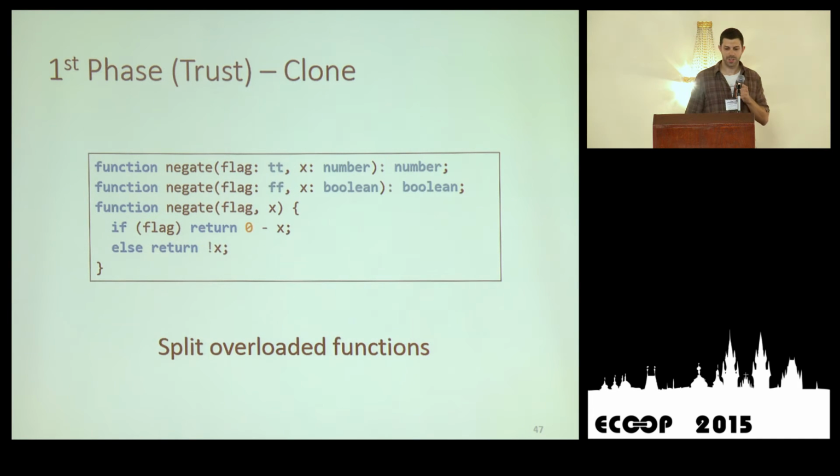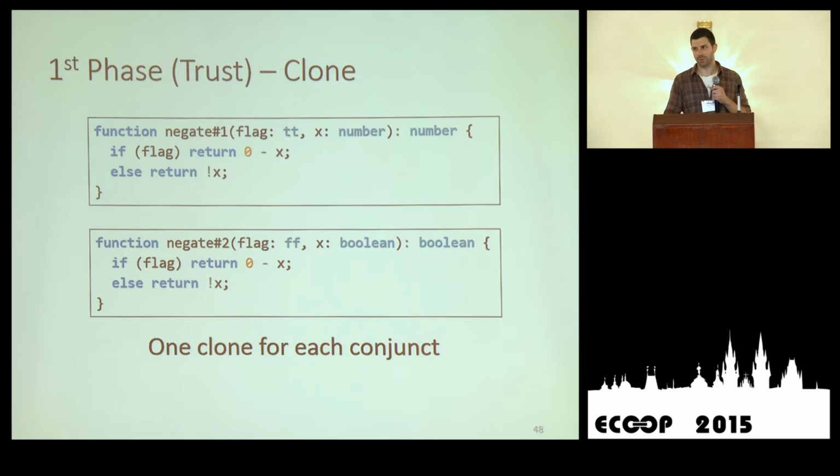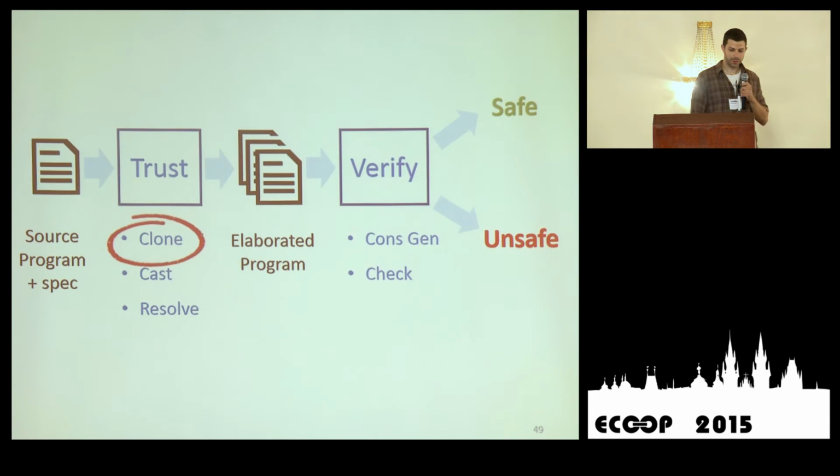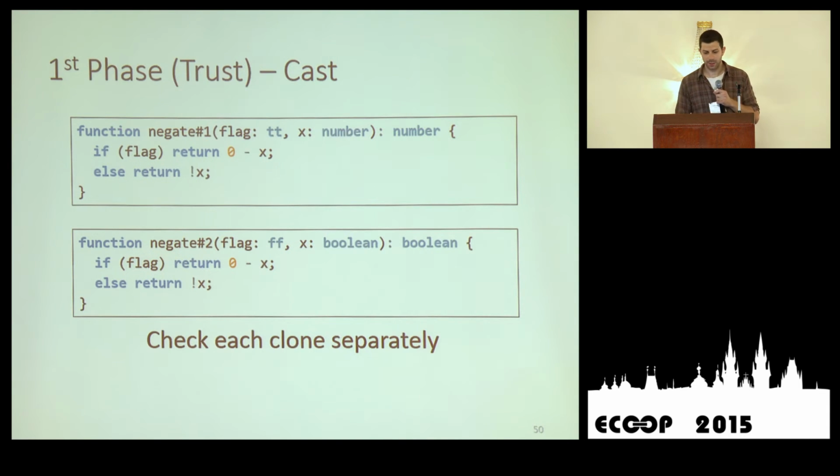And the main thing we do here is split the overloaded functions such that each one of the two clones has one of the two conjuncts of the original overloaded signature. So the first case will get the flag truthy, and the second one the flag falsy, with number and Boolean respectively. Moving on to the cast phase. This is basically checking for each one of the clones separately to guarantee that they actually satisfy their assigned signature.